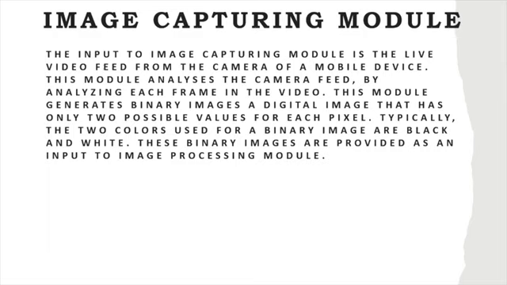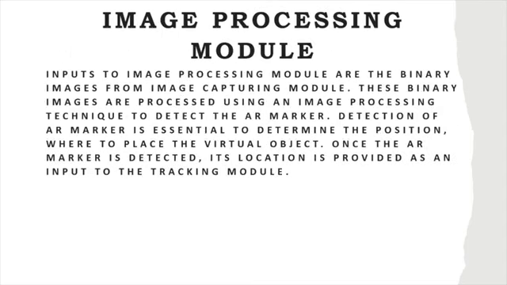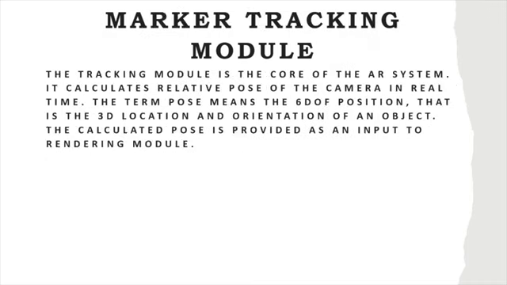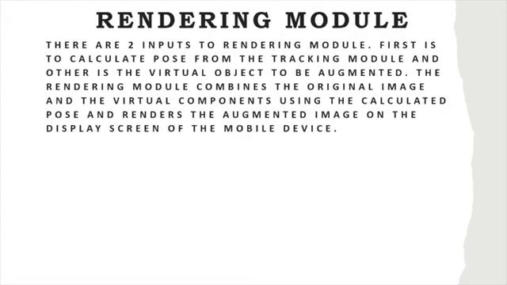I hope you are clear with the concept. Again, the same definitions. The image capturing module takes the images and breaks them frame by frame. Then there is the image processing module, where the detection, or you could say the recognition techniques, are applied. Then in the marker tracking module, the position is calculated and feature points are provided. And the rendering module is basically combining the virtual object with the real world image. That's it.